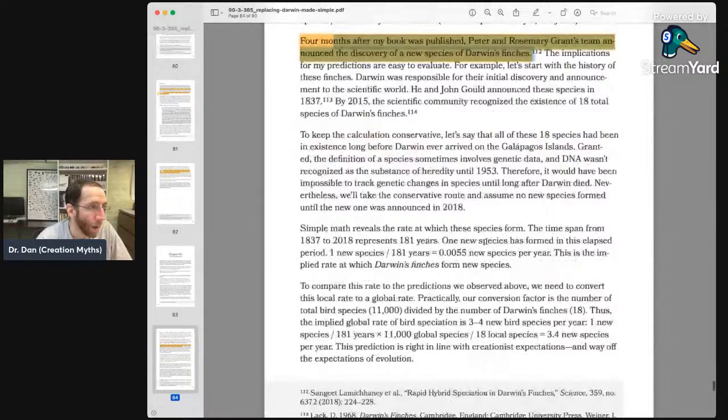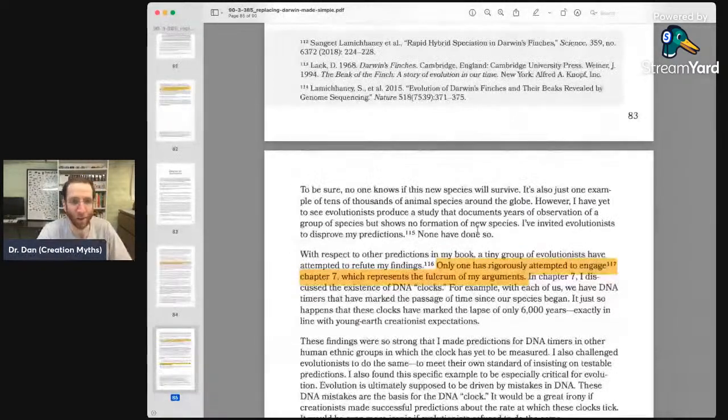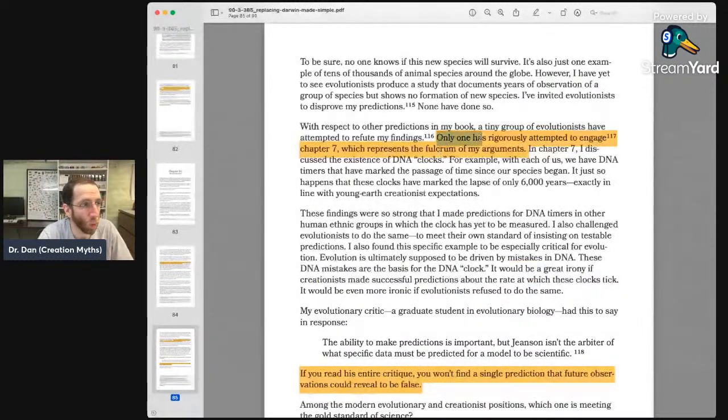It's just wrong. So he ends here, and I love this. He ends here talking about what he describes as the only one rigorous attempt to engage in chapter 7 of his book. Chapter 7 is where he talks about things like the mitochondrial Eve mutation rates. And this is from a series of pieces by a graduate student blogger, EvoGrad. It's the definitive written takedown of Replacing Darwin. And if you're interested in Replacing Darwin or Jeanson or any of this stuff, you should 100% read EvoGrad's work. It's phenomenal. You should read it.